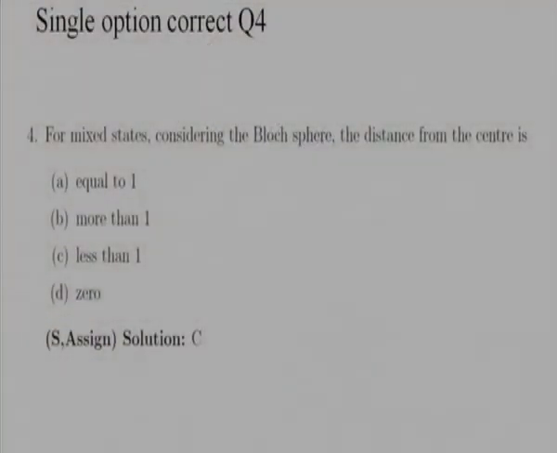Now question 4 is, for mixed states considering the Bloch sphere, the distance from the center is equal to 1, more than 1, less than 1, or 0. This was discussed extensively in the lectures as well as in the lecture notes. A pure state always corresponds to a point on the Bloch sphere, and any point on the Bloch sphere corresponds uniquely to one and only one pure state. On the other hand, a mixed state corresponds to a point which lies inside the Bloch sphere. Hence, its distance from the origin is less than 1. So the correct answer is option C.